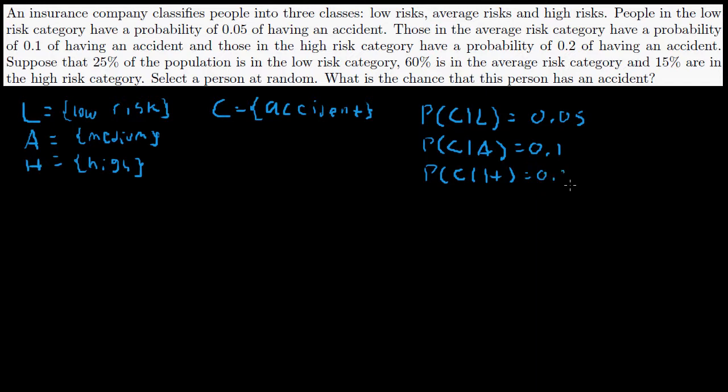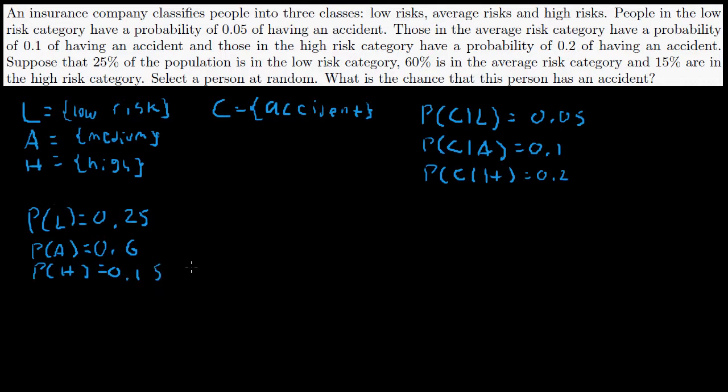So we always want to write down what information we have in a nice form before beginning the problem. And now we're also given the marginal probabilities of each category. So P of L is 0.25. The average risk category, P of average, is 0.6. And 15% are in the high risk category. So P of H is 0.15.